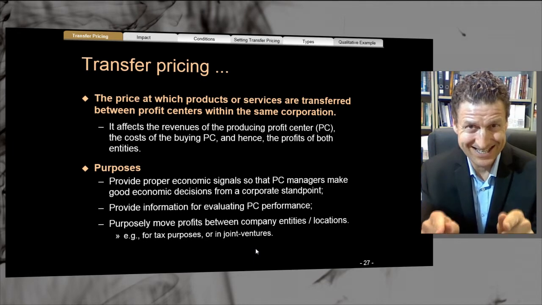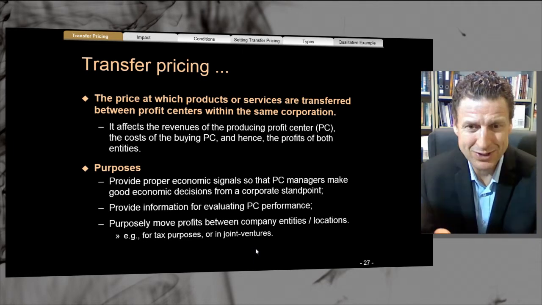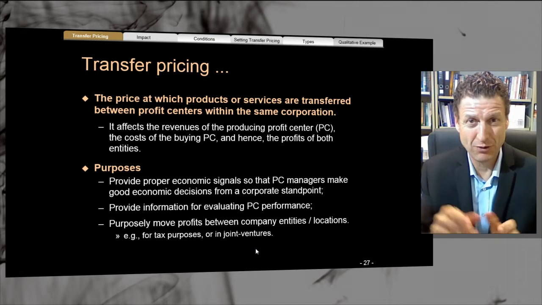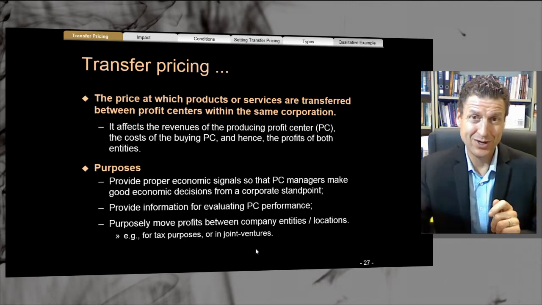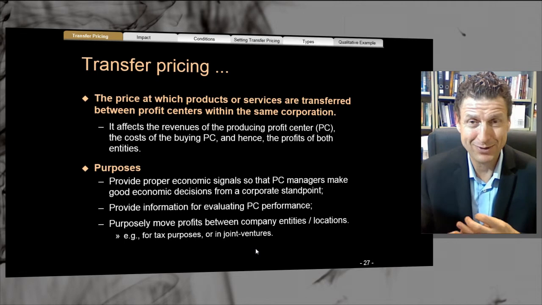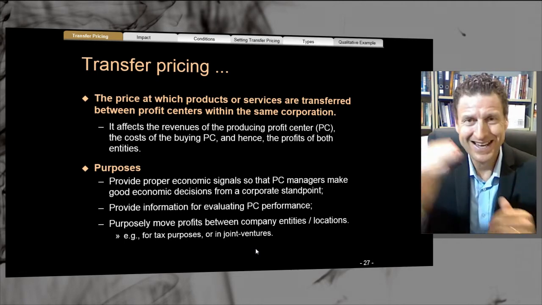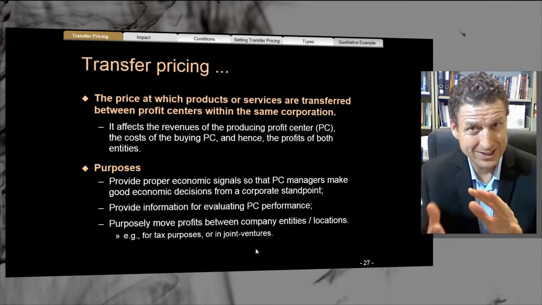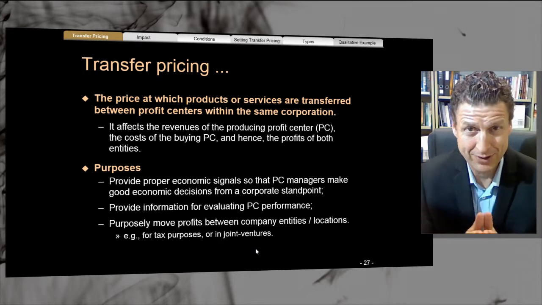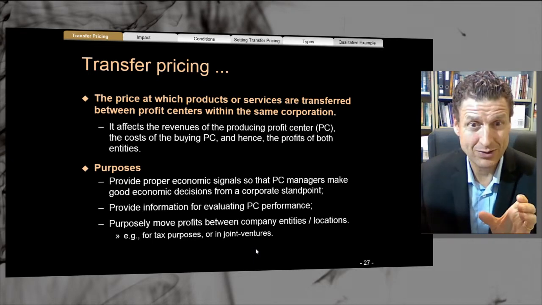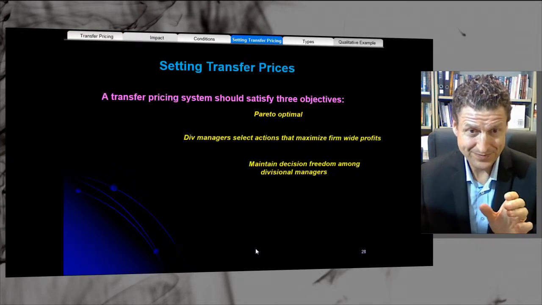You know that in international taxation, to move profits between a company's entities and locations. Yes, to move profits out of China into Hong Kong, for example. Why? Because China's tax rate is here and Hong Kong's tax rate is down here. You've got the different incentives, and that's a brief overview of some of the purposes of transfer pricing. Let's have a look at it in a little bit more detail.